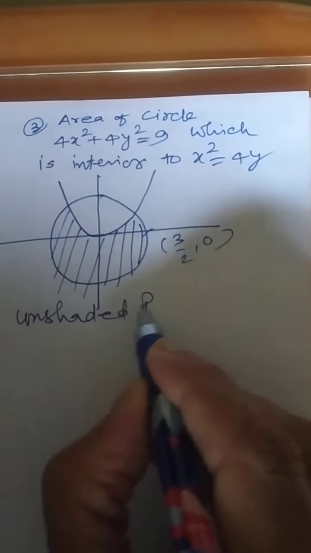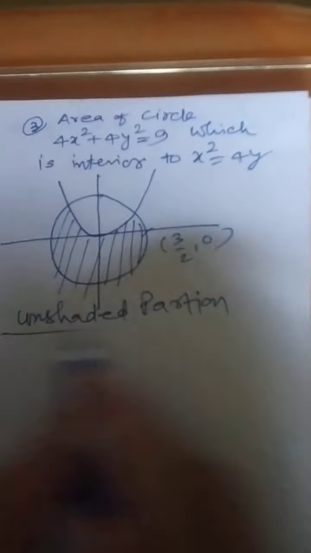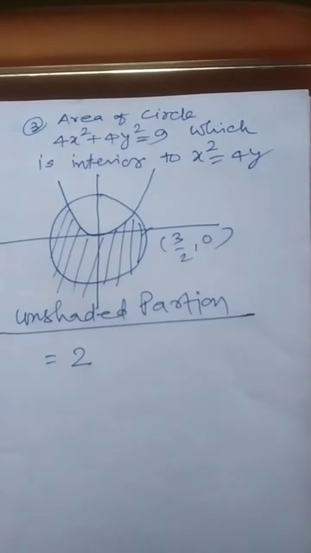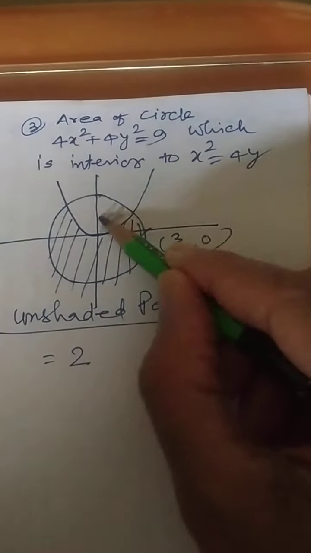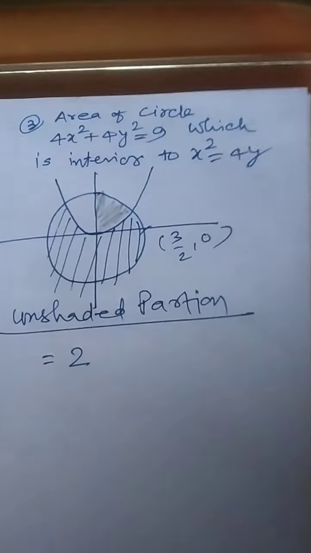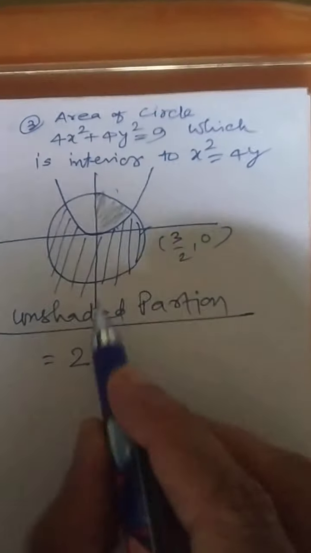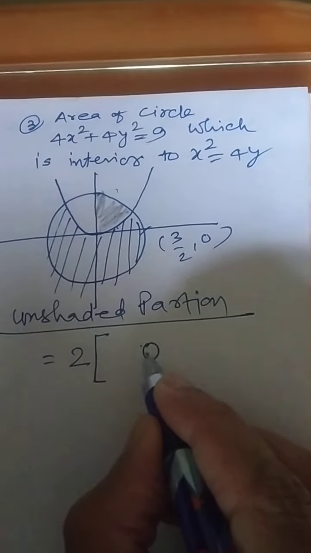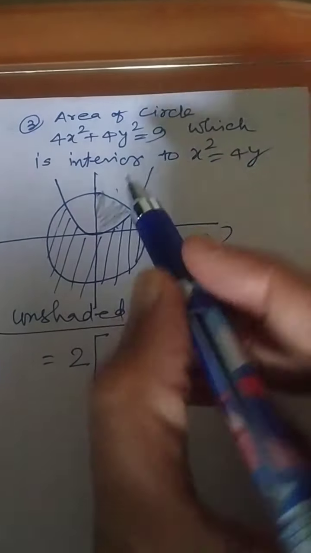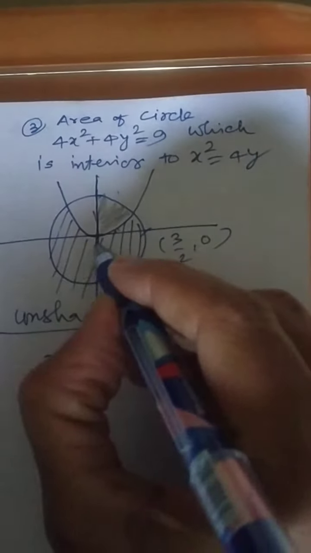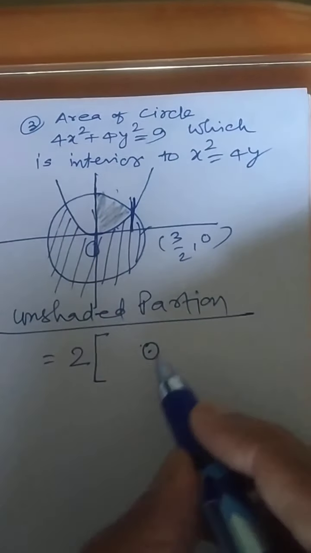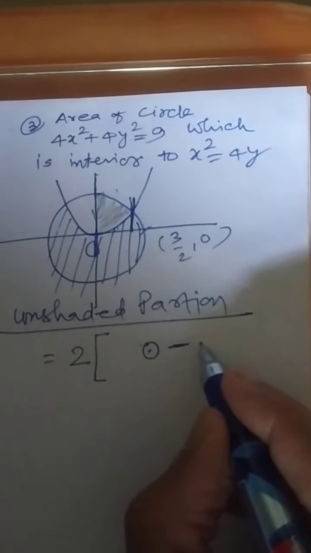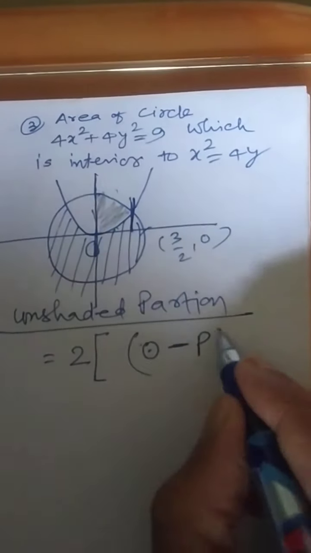The unshaded portion I want. Now if you want the unshaded portion, then it will be 2 times the portion which is there in the first quadrant. This is the first quadrant. How much is it? It is the area under the circle. Area under the circle will come first, from where to where? From this line, listen to this point carefully, from this line which is 0 till here. Circle minus, you will be getting this extra area, the smaller portion. Now minus the area under the parabola. So this rule I should apply.